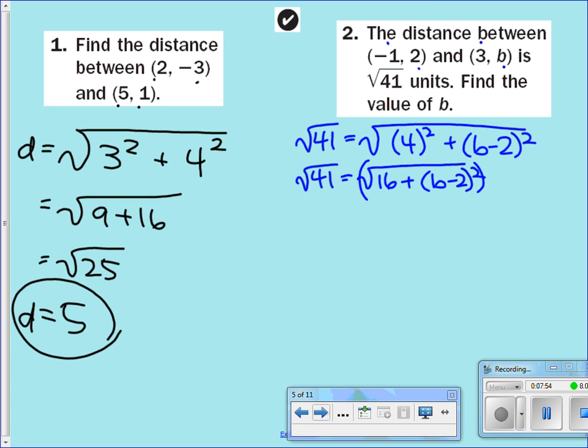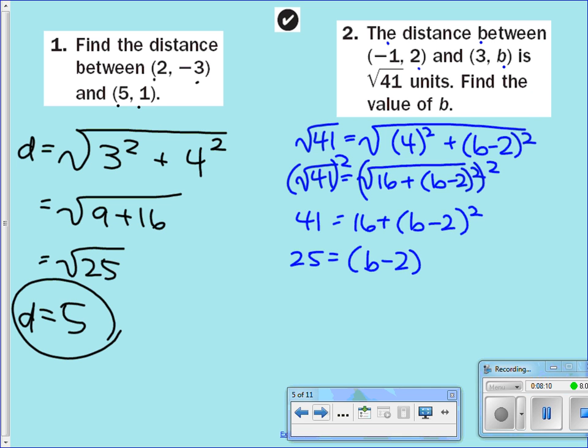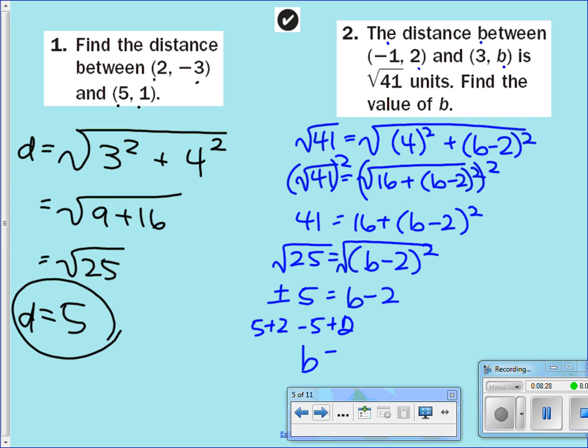Let's get rid of that square root by squaring this whole thing and square that thing. Minus 2 squared. And 41 square rooted and then squared is plain old 41. Let's subtract 16 from both sides. And now I can square root that and get rid of that square. So b minus 2, but I have to think of the positive and negative 5 because I don't know which direction it's going. It could go either direction. So when I add 2 to both sides, it could be 5 plus 2 or negative 5 plus 2. That means b either equals 7 or negative 3.